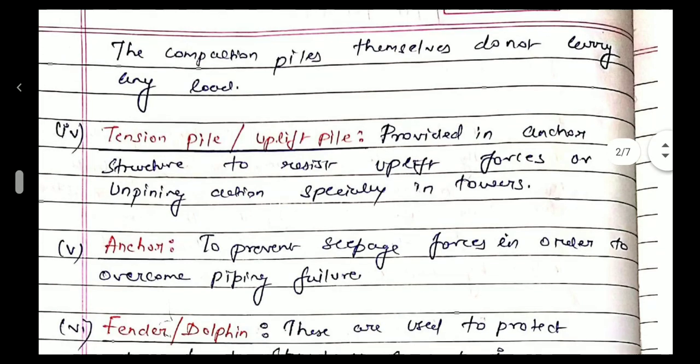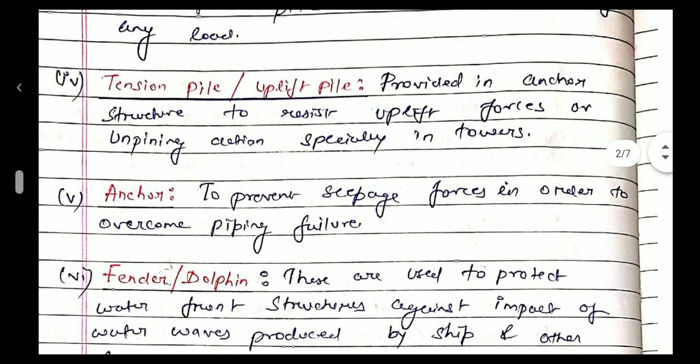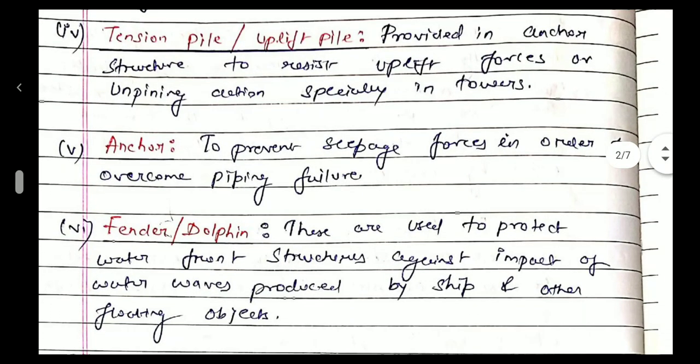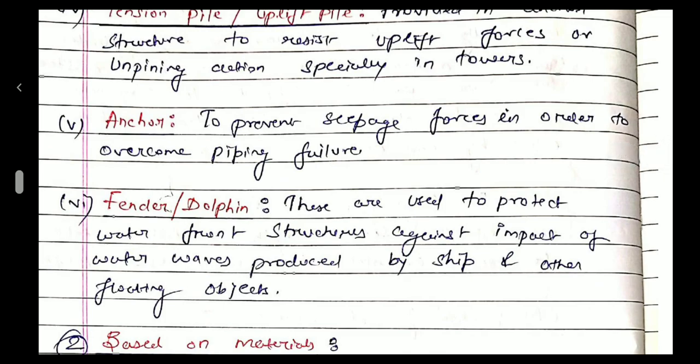Then fourth, tension pile or uplift pile. It is provided to anchor the structure to resist uplift forces or overturning action, especially in towers. Then anchor piles, to prevent the seepage forces in order to overcome piping failure. As you know, piping failure is due to the equalization of effective stress when the uplift force pushes the soil body in an upward direction.